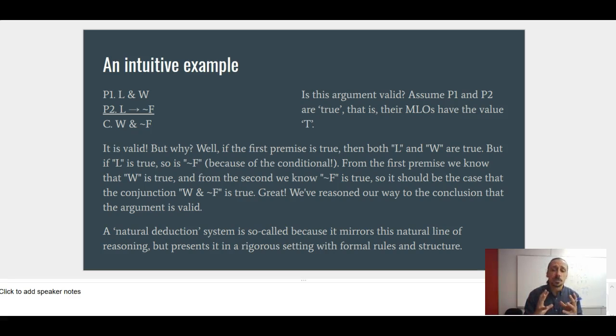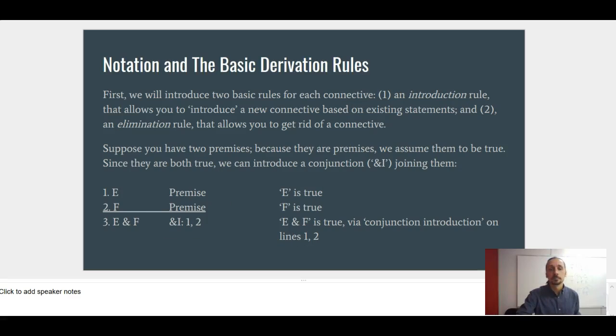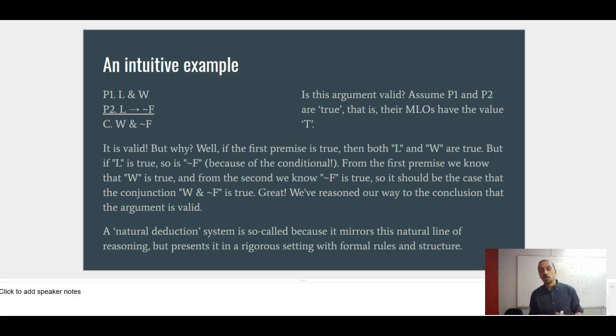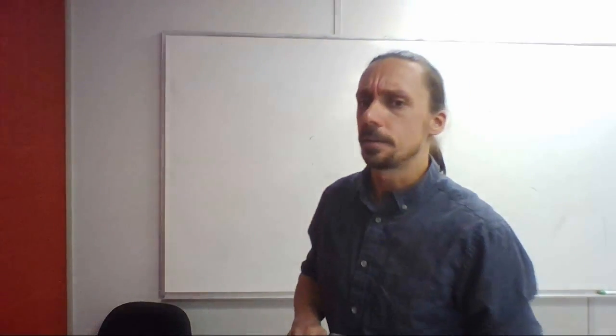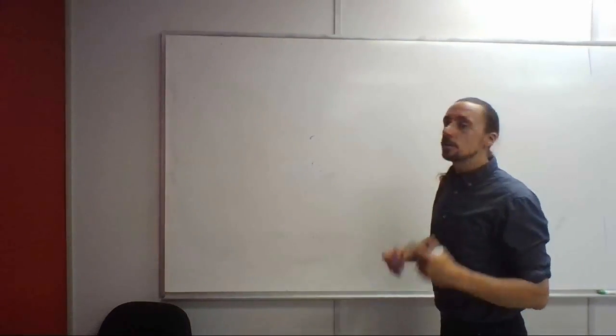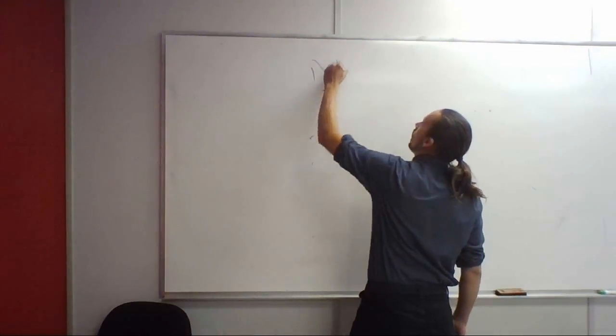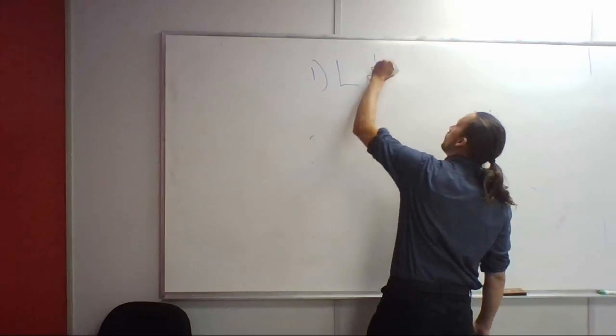The reason we call it a natural deduction system is because it will mirror this kind of reasoning, right? But it will present it with somewhat more rigor. So let me show you how this would work, just as a quick example, and then I'll start giving you a more formal presentation. But I'm always an advocate of doing first and explaining after. It's a sound pedagogical method. So what is our argument? We have L and W.